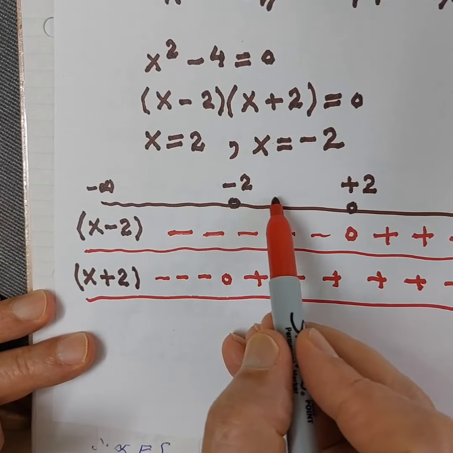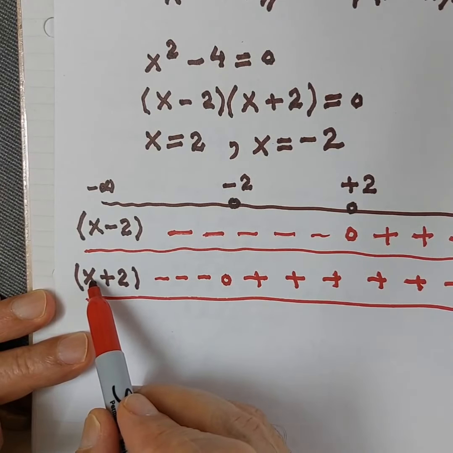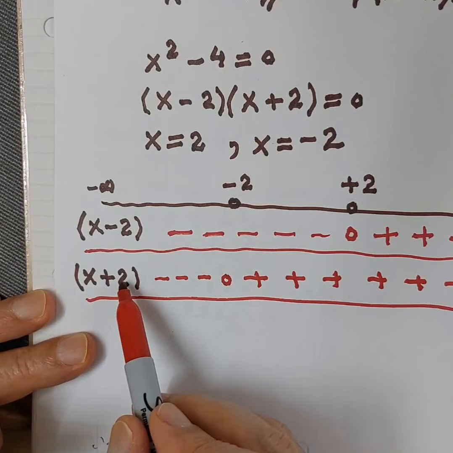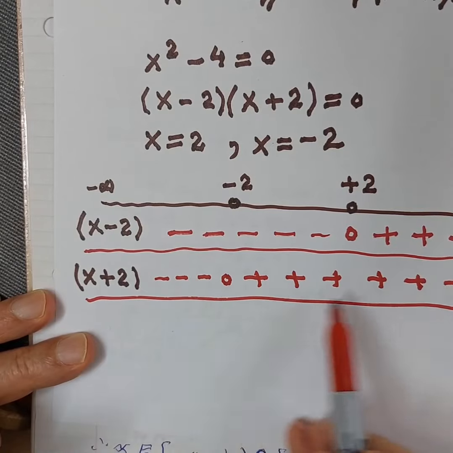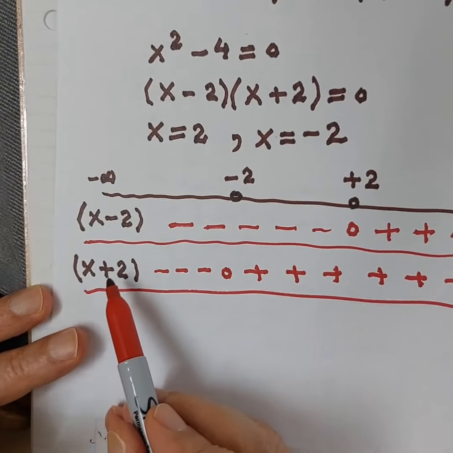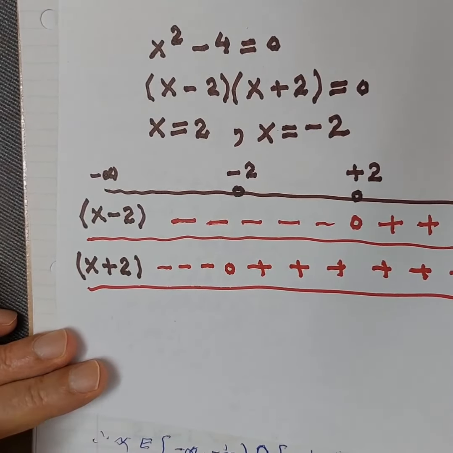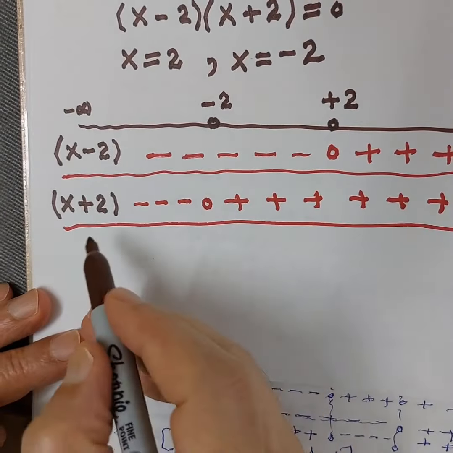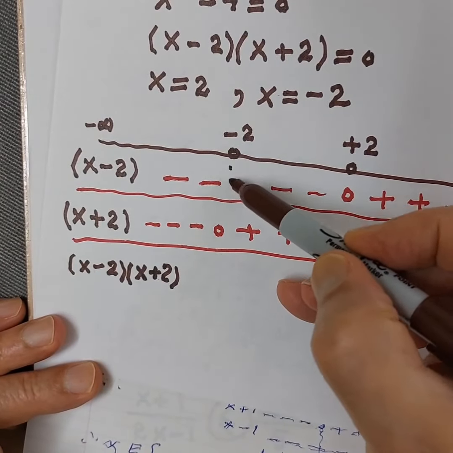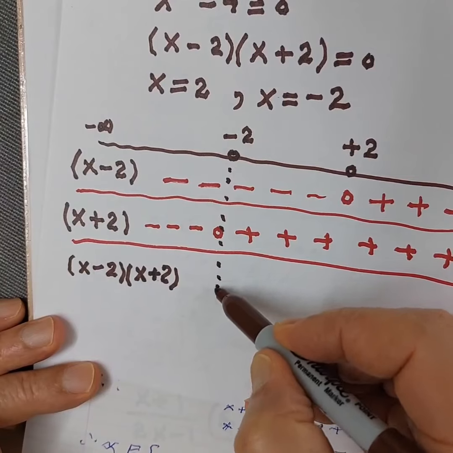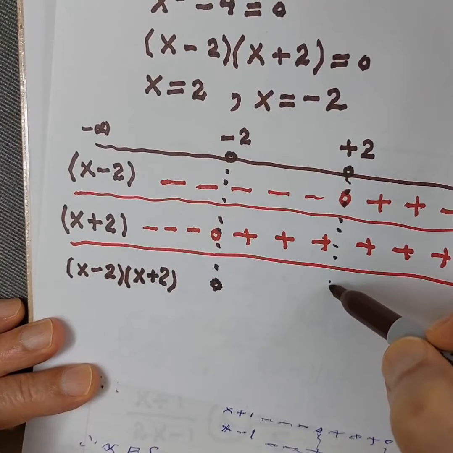And take any number after negative 2, like 0 or 1. Here, if you put 0, 0 plus 2, that means plus 2. That means positive. That's why we wrote positive here. After we finish studying the signs of each factor, we will see now the result of multiplying these two factors together. We said here it is 0. So here is 0. And also here 0. 0 multiplied by positive will give me 0 again.